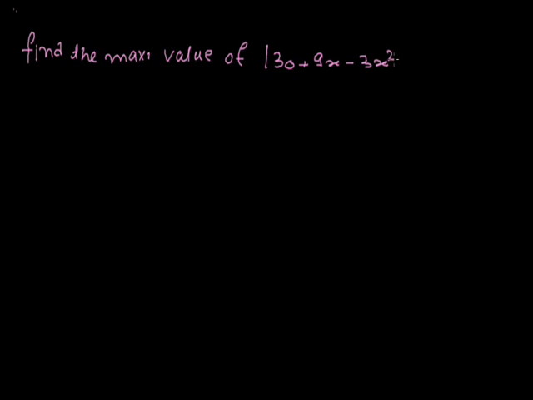First of all, our problem is: find the maximum value of |30 + 9x - 3x²| where the value of x should be between -1 and 4.